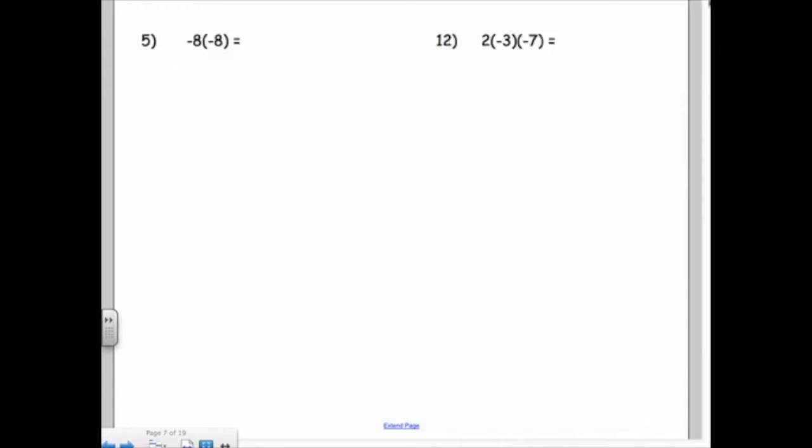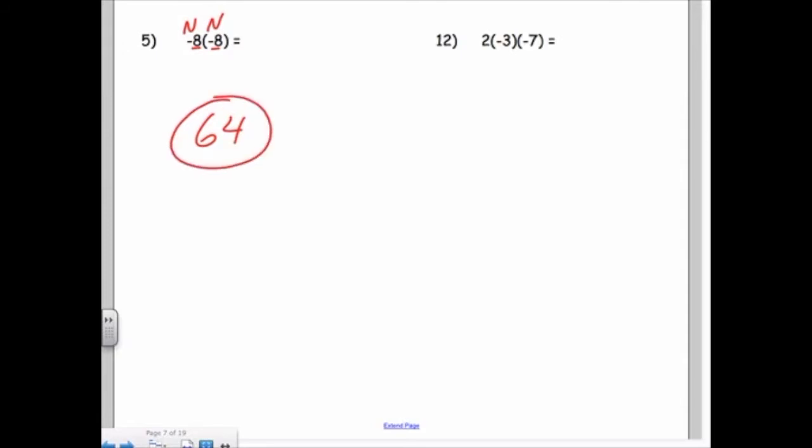Here, try the two on your own first, so hit the pause button, and then unpause it to see if your answer is correct. Most of you will probably get 5 correct, but example 12 might be a little bit more difficult. Example 5, once again, negative 8 times negative 8. I first do 8 times 8, 64. Then I check the signs. Because they're both negative, my answer is positive 64.